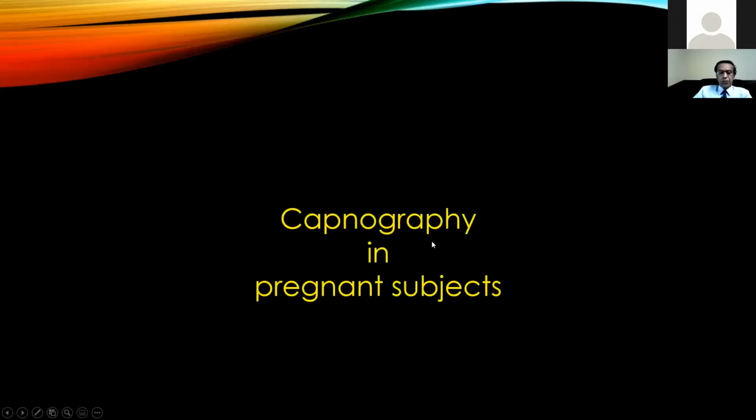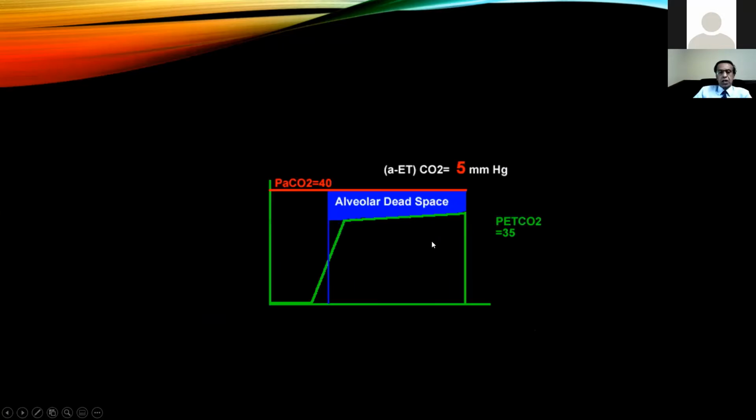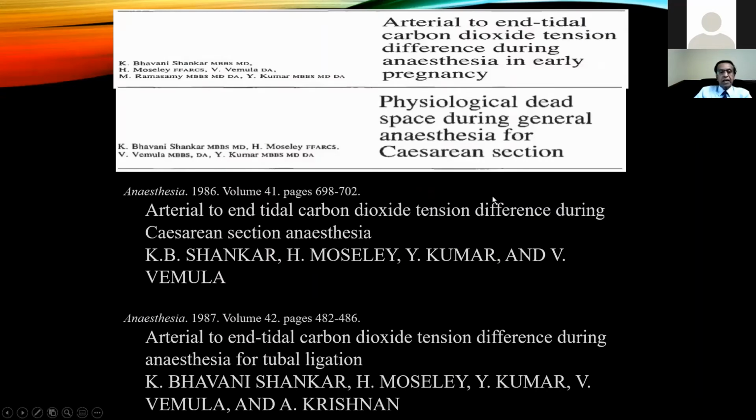Now, what about capnography in pregnant patients? Normally, the end tidal CO2 is below the arterial CO2 by about 5 millimeters, which we call the arterial to end tidal CO2 difference in non-pregnant subjects. In healthy subjects it is about 5 millimeters. However, during pregnancy, this difference is narrowed to almost 0 or 1 millimeter.